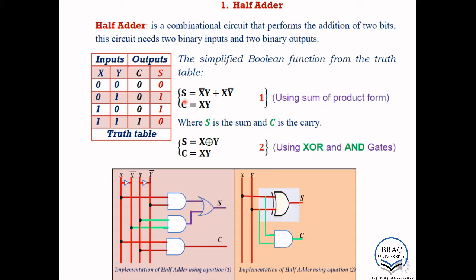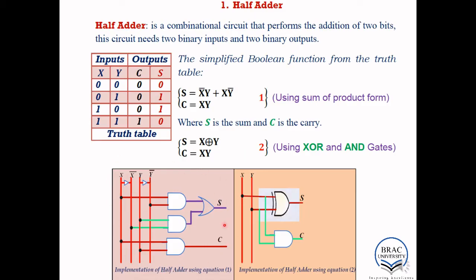Similarly for s, the sum, we can say when both of the inputs are 0, the output is 0, otherwise the output is 1, which is the truth table for an XOR gate. So we can write x prime y plus x y prime, or x XOR y. Both are correct, so you can represent it this way for equation 1.